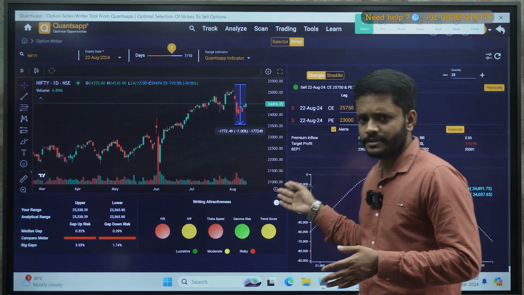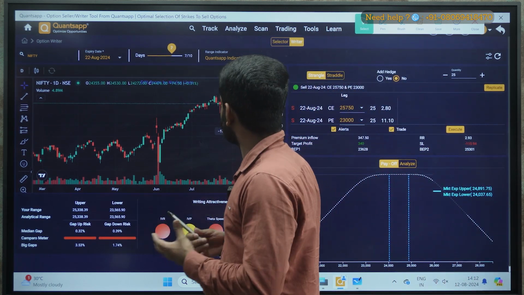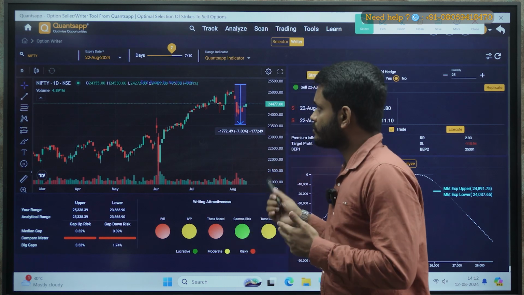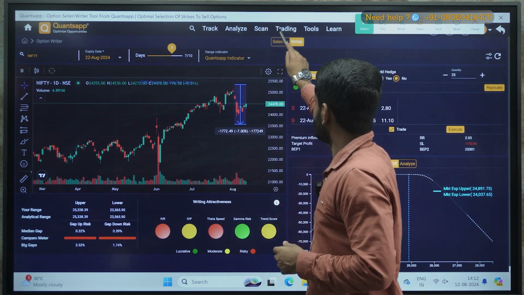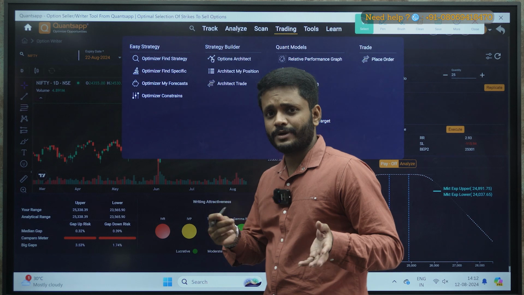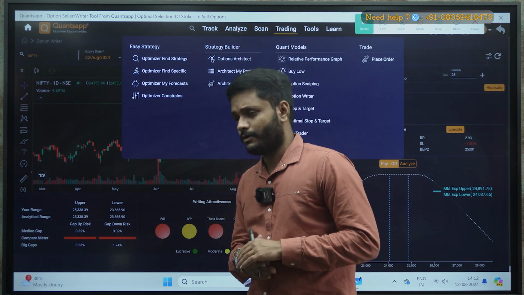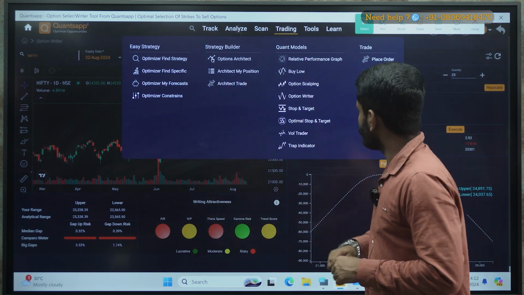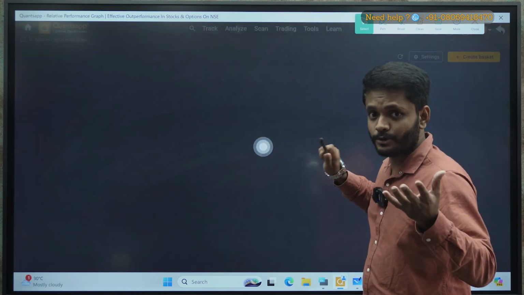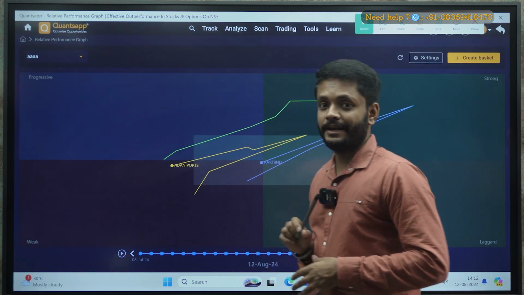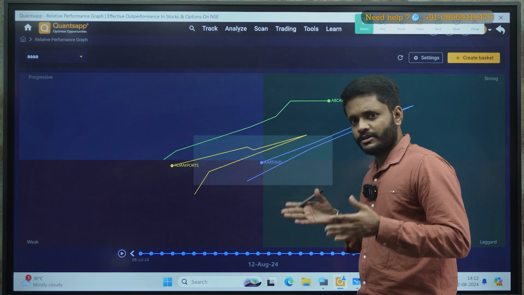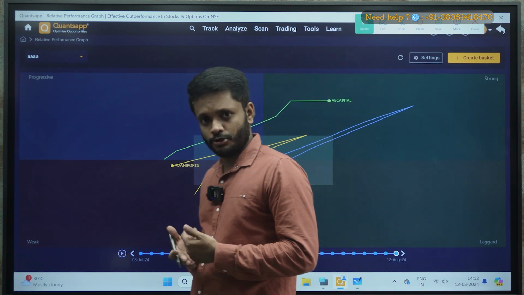There are many more things in this, but we'll cover it in short, as I said. So this was, I would say, for option writers. Now one more thing I would like to explain for swing trading. That is one of the proprietary tools of Quantsapp, which is the Relative Performance Graph, RPG. I would say one of my favorite tools, which I personally use.